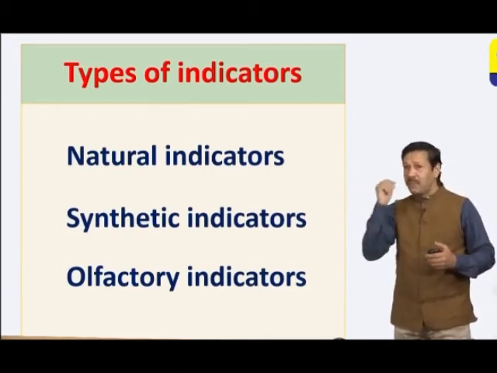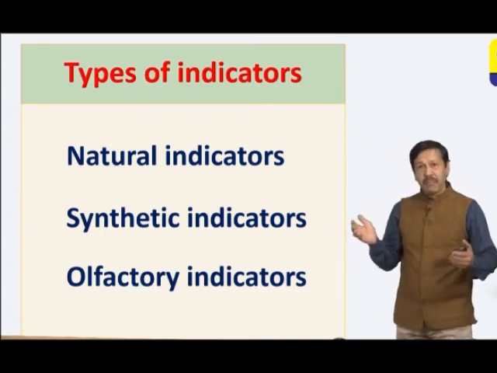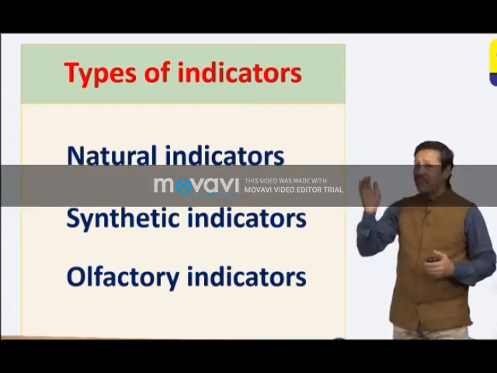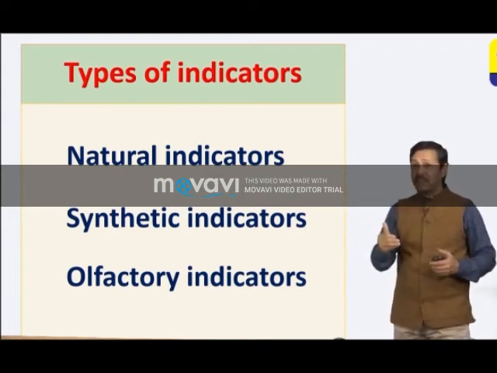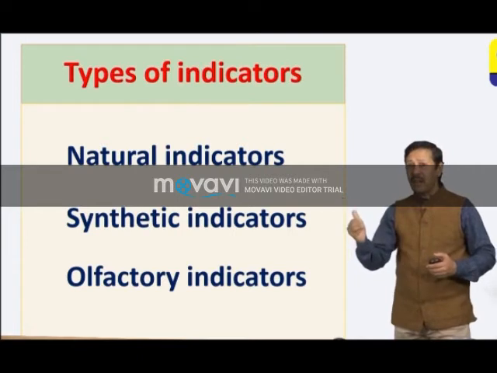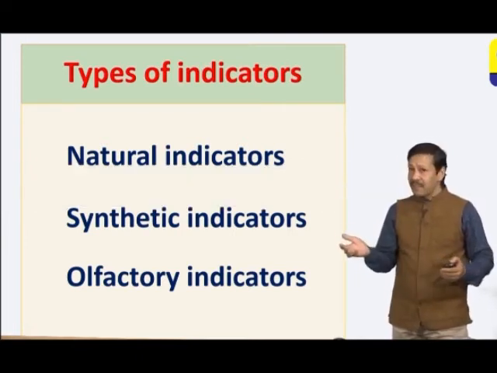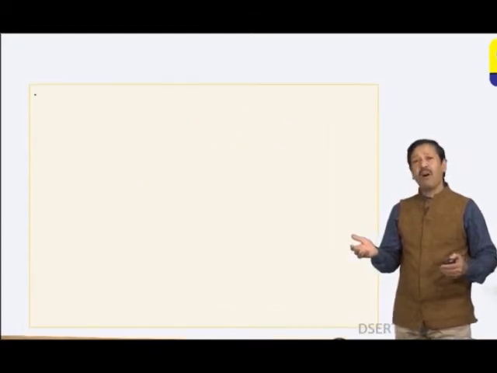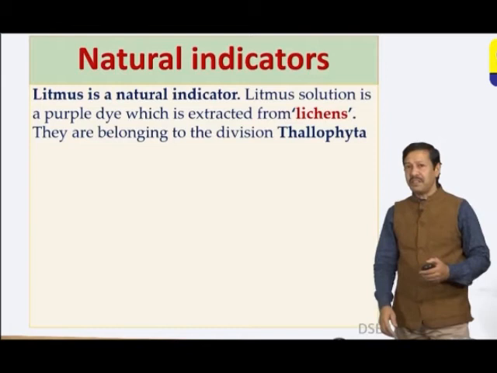You know, litmus paper is a natural indicator. Synthetic indicators are methyl orange, phenolphthalein and so on. Olfactory indicators: olfaction means smell, they change the smell. Examples are vanilla essence, onion extract and so on. Now let us see one by one. That is the natural indicator.